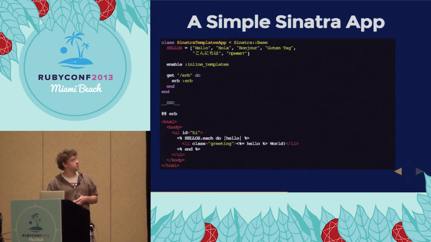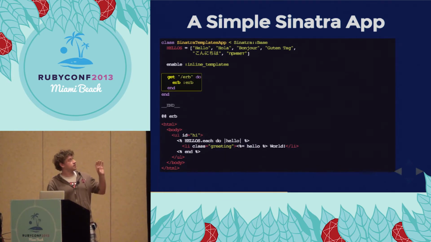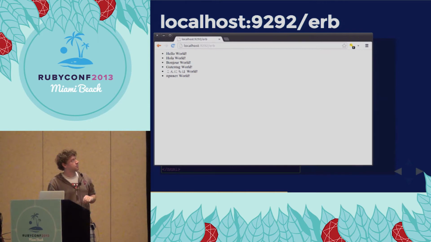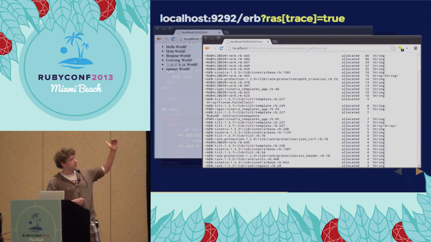So let's look at a simple Sinatra app. Hopefully we can see most of this. It's very simple. At /ERB, all we're going to do is parse an ERB template. It's sitting down here. All it does is create a list of hello world with hello in these six different languages. So here's that app, and we're looking at /ERB. When I add ?ras_trace=true onto the end, I now have a tabular listing, sorted, of all the allocations that are happening.